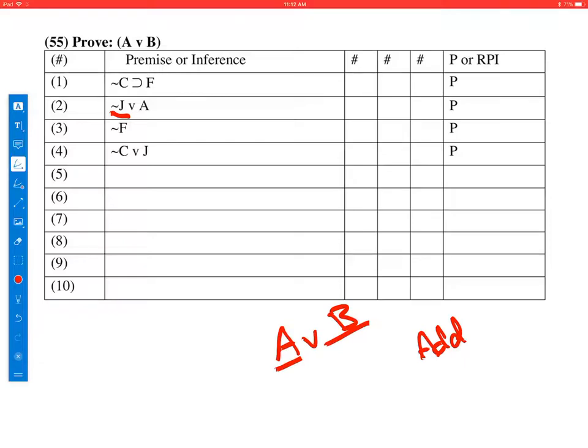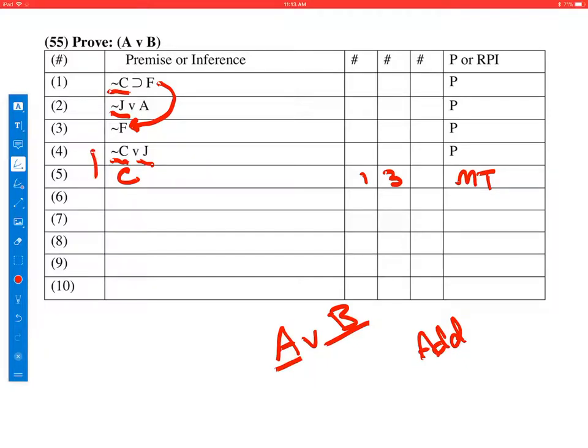So I'm noticing line 2, I could get an A out of it if I could find a J. And I can get a J from line 4 if I could get a C. I don't see a C except for there's one in disguise on line 1. If I could do a modus tollens, I'd get a C. That would require a not F, and look what is conveniently on line 3. So line 5 is going to be C from 1 and 3, and that's modus tollens.